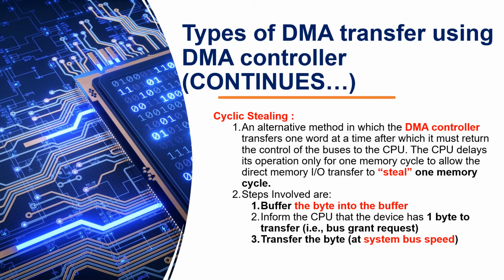Cycle stealing. An alternative method in which the DMA controller transfers one word at a time, after which it must return the control of the buses to the CPU. The CPU delays its operation only for one memory cycle to allow the direct memory I/O transfer to steal one memory cycle. Steps involved are: buffer the byte into the buffer, inform the CPU that the device has one byte to transfer, that is bus grant request, transfer the byte at system bus speed.